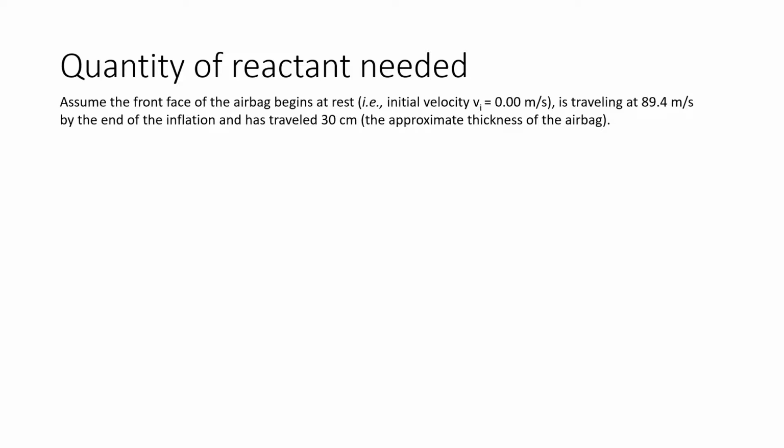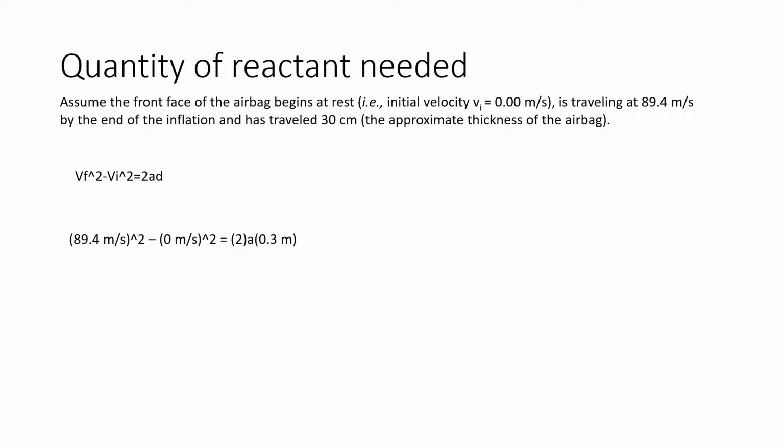Now we want to know the quantity of the reactant needed, that is sodium azide, to carry out the reactions that make the airbag inflate. To do this, we assume three things. The first, that the front face of the airbag begins at rest, that is an initial velocity of 0 meters per second, that it's traveling at 89.4 meters per second, and that by the end of the inflation it has traveled 30 centimeters. This is the approximate thickness of the airbag.